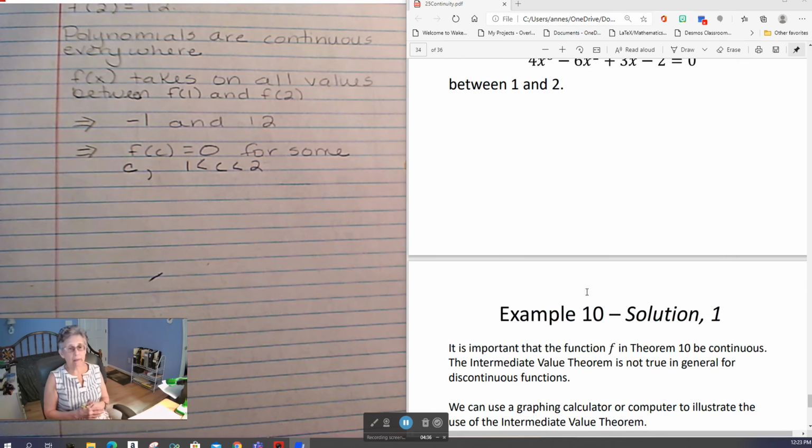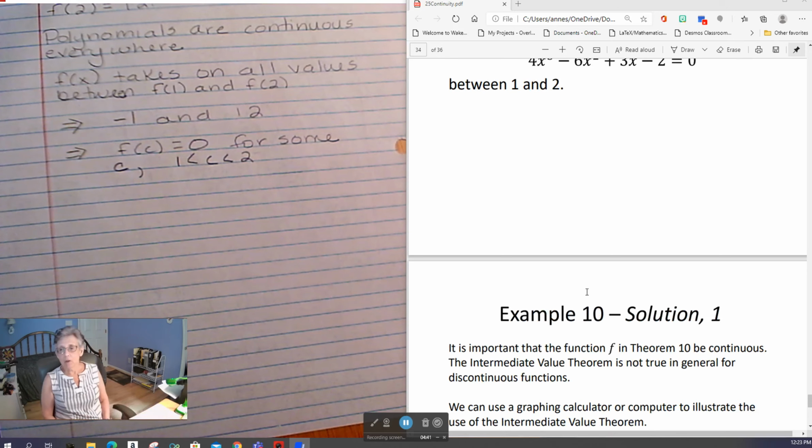Okay, so that was a quickie. That's the intermediate value theorem. You have all the knowledge you need for your WebAssign for this section, and I'm going to go have lunch.